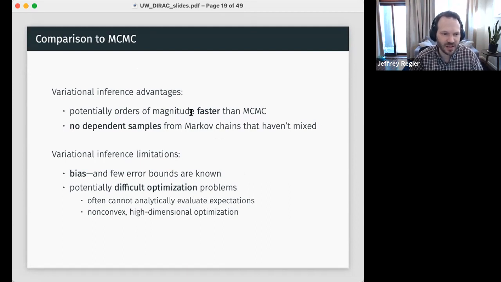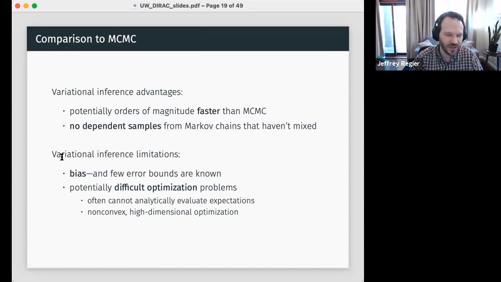Another advantage of VI is that there are no dependent samples. In Markov chain Monte Carlo, a chain that doesn't mix well will have samples that are highly dependent on the previous samples. In general, it's hard to say whether a chain is mixing well or not. So even if it is mixing well, you might not know that and might be suspicious of your conclusions.